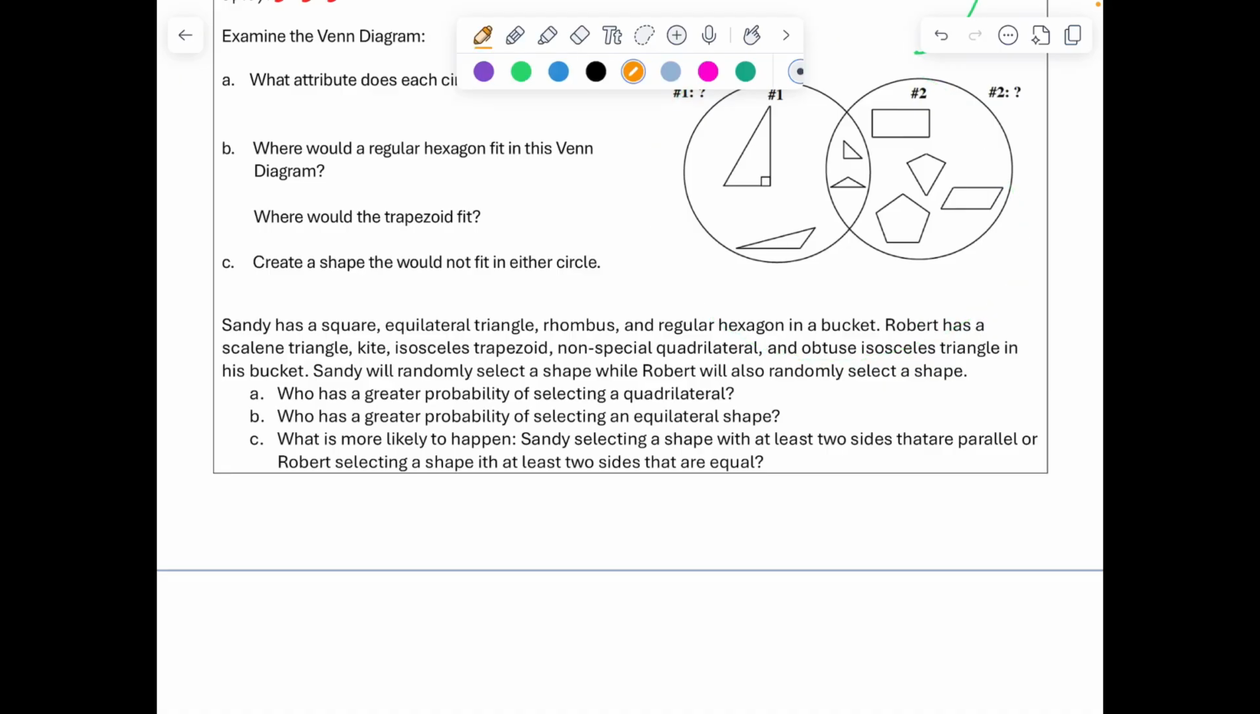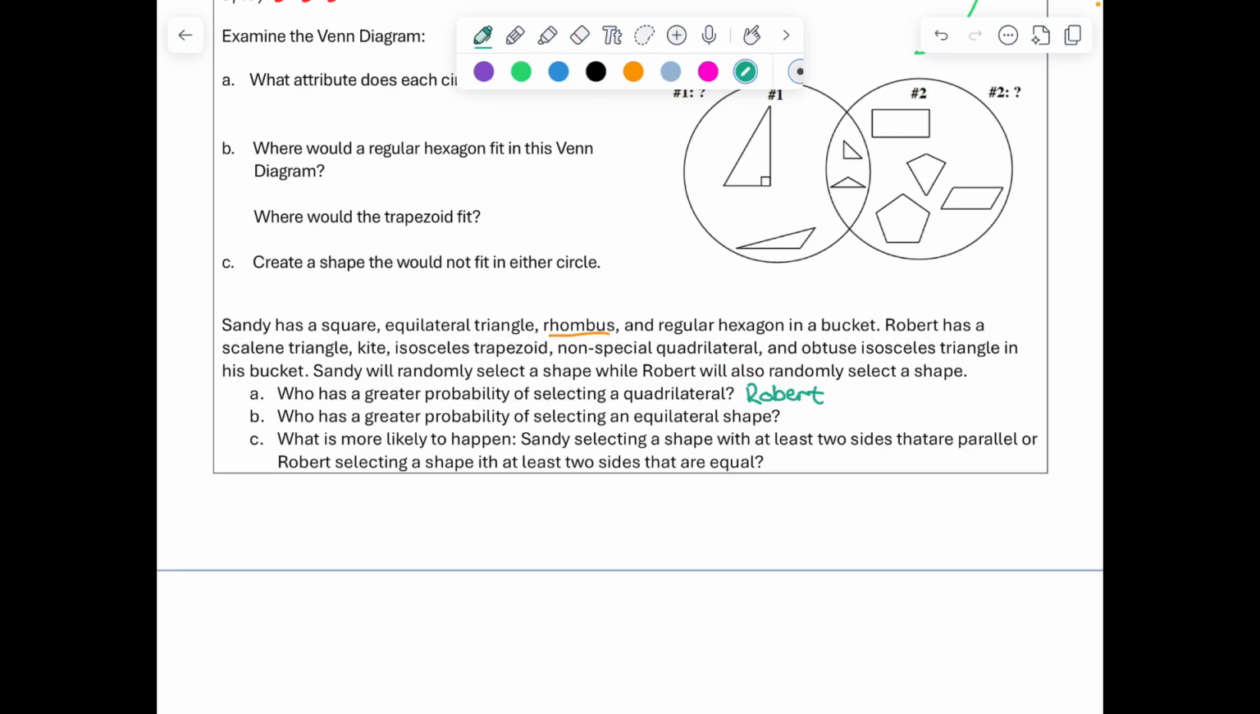Well, let's take a look at how many quadrilaterals Sandy has. Quadrilateral simply means a shape with four sides. So Sandy has a square, that's a quadrilateral. A rhombus is a quadrilateral, and that is all. Robert has a kite, a trapezoid, a non-special quadrilateral. So this one is going to Robert because he has three shapes that are quadrilaterals.